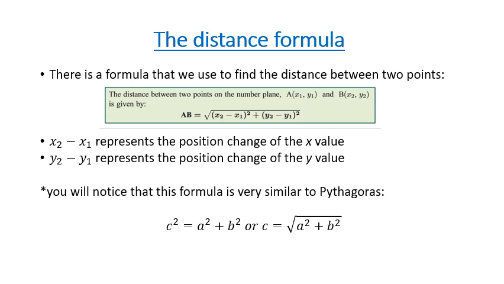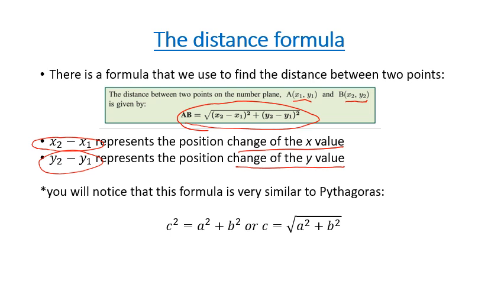Now the distance formula is down here in our green box. The distance from A to B, where A is our first coordinate, x1, y1, and B is our second coordinate, x2, y2, is the square root of the change in the x values, all squared, plus the change in the y values, all squared. Remember that x2 take x1 is the change of the x value, and y2 take y1 is the change of the y value.